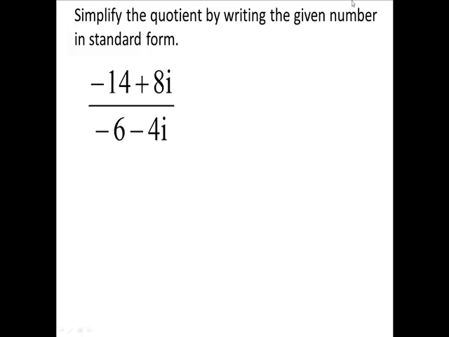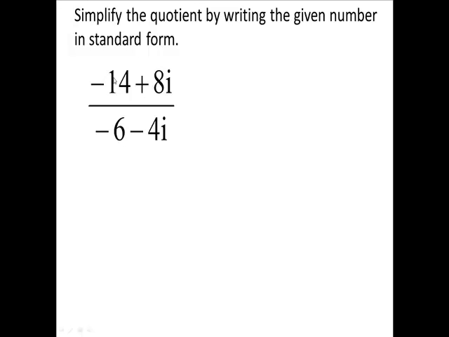Simplify the quotient by writing the given number in standard form, where you have a plus bi, where your real number is first and your imaginary number comes second. So you have negative 14 plus 8i and negative 6 minus 4i.